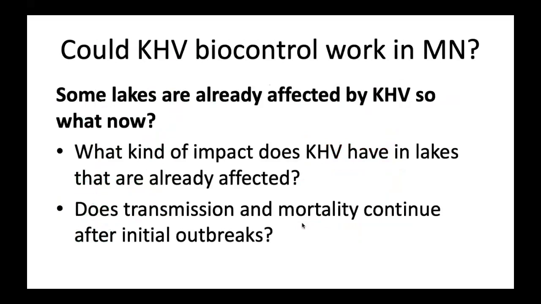So what we want to know now is what kind of impacts does KHV have in lakes that are already affected? Does it continue to cause mortality, or is it just one big one-off event and then everything else is kind of trivial and the population recovers? Or does transmission still occur, and does mortality continue after initial outbreaks? Specifically, we'd be interested in whether mortality is occurring in recruits of carp, to see if KHV biocontrol could control that recruitment.